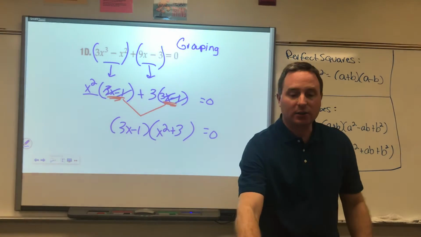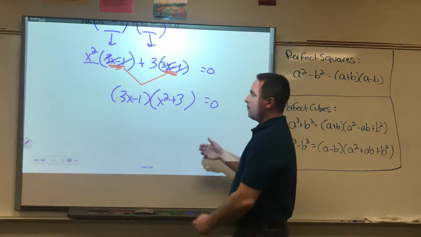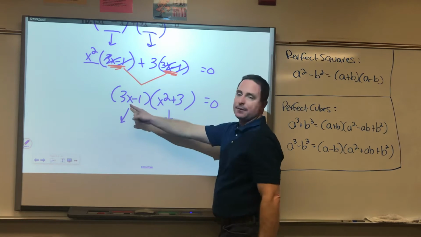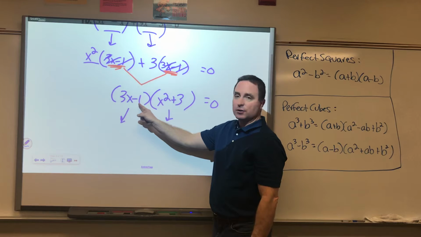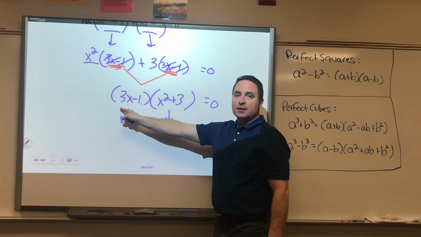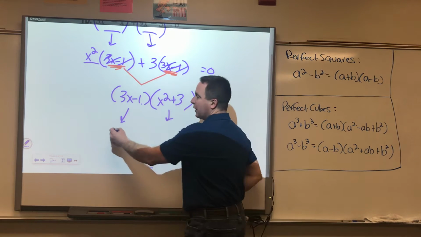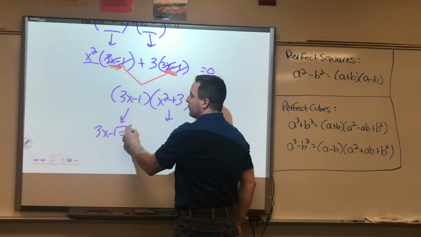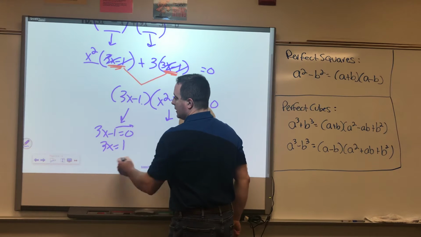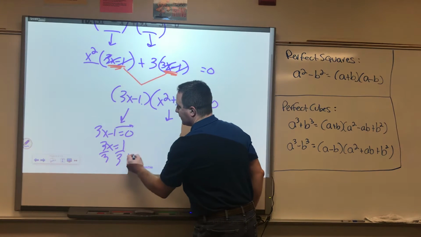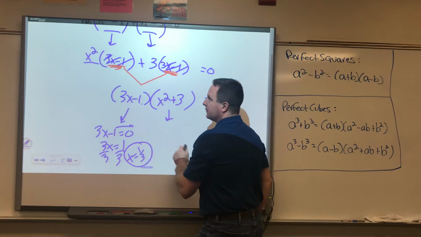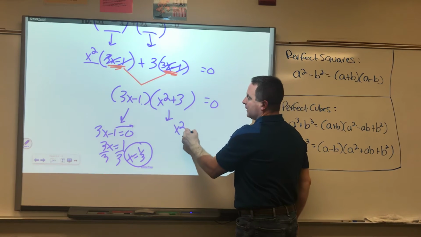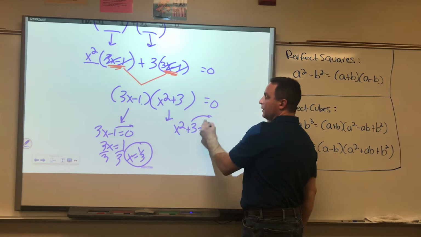How am I going to find the solutions to this? Okay, well, I can set each one equal to 0. Some of you might even be able to use a shortcut here. The solution here would be positive 1 divided by 3, positive 1/3. But if you don't see that, just set it equal to 0. Then if you add 1 and then divide by 3, there's 1/3.